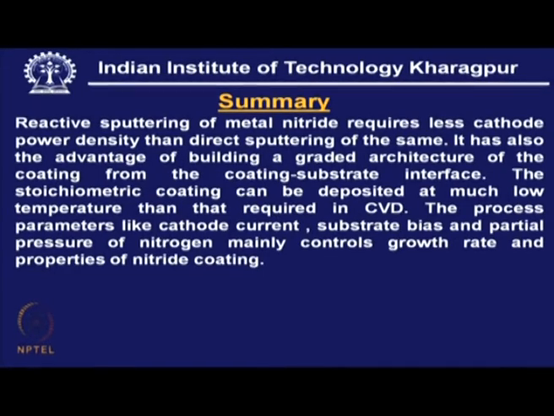The stoichiometric coating can be deposited at a much lower temperature than that required in CVD. Here, with 250 or 300, around 400, it was possible to deposit TiN, whereas for normal CVD a temperature of the order of 900 is necessary. The process parameters like cathode current, substrate bias, and partial pressure of nitrogen mainly control the growth rate and other functional properties of this nitride coating.